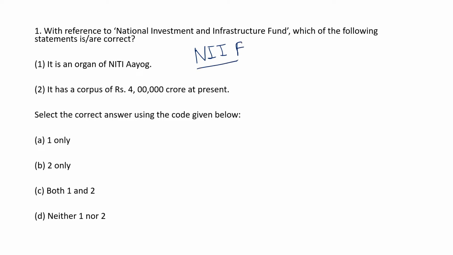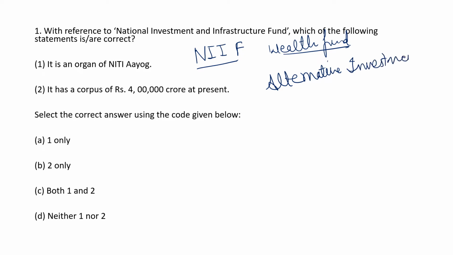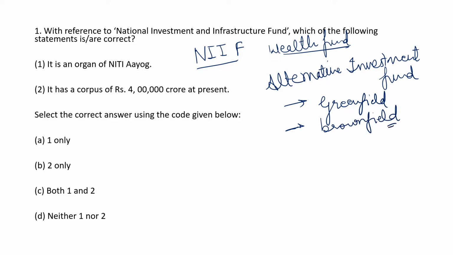This has been set up as a wealth fund, or we can call it an alternative investment fund, which will provide investment to various projects like any greenfield or brownfield projects. So it will provide funds to those projects. This has been formed mainly to provide loans or credit to various projects. And this is set up as a fund, but it is not an organ of Niti Aayog.